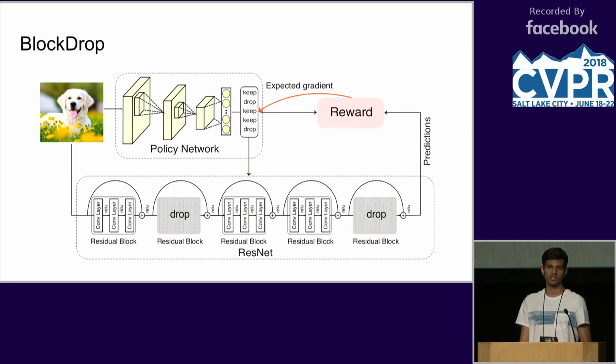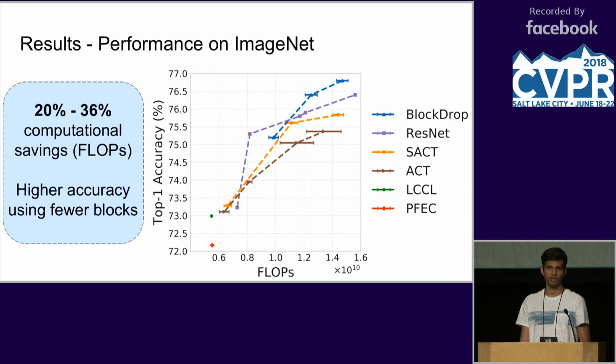Overall, our model has two parts that work in concert: a ResNet for image classification and a policy network to drop the blocks. The model is trained with policy gradient, and the ResNet is also fine-tuned concurrently. Compared to a ResNet that uses all of the blocks, our model uses 20 to 36% fewer FLOPs. If you're running an API service that handles 1 billion requests per day, this translates to 1,000 hours of computational savings. In addition, because of the way we're dropping blocks during training, it acts as a regularizer, allowing us to get higher accuracy using fewer blocks. We also outperform other state-of-the-art conditional computation models for the same task.